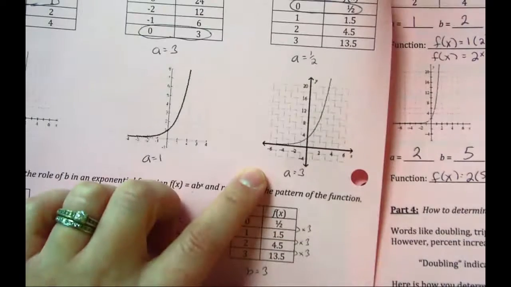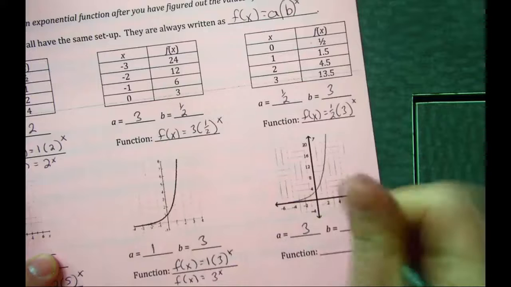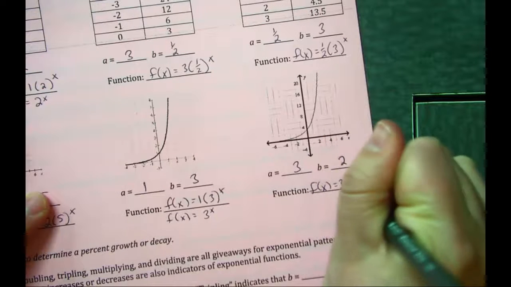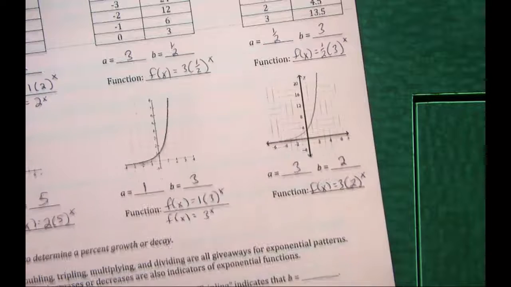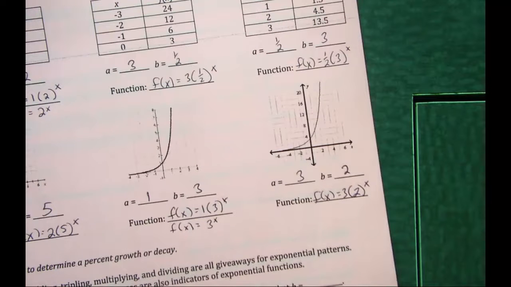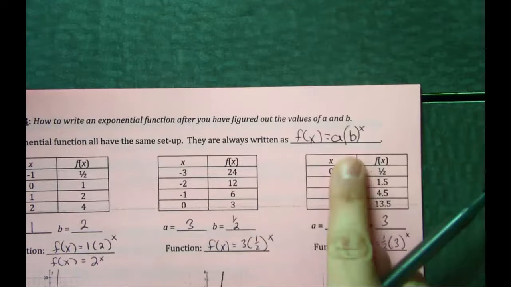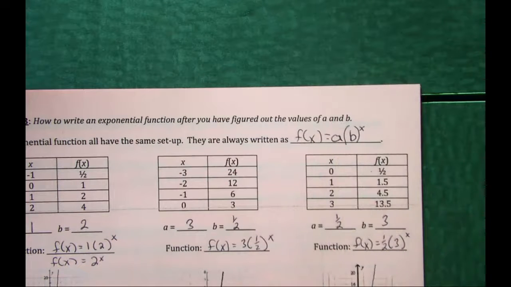For this last one over here, a is 3. And down here, b is 2. So if a is 3 and b is 2, then the function will be 3 times 2 to the x power. And once you have your a and your b value, that's how you write an exponential function, always following that same pattern of f of x equals a times b to the x power. And that's all.